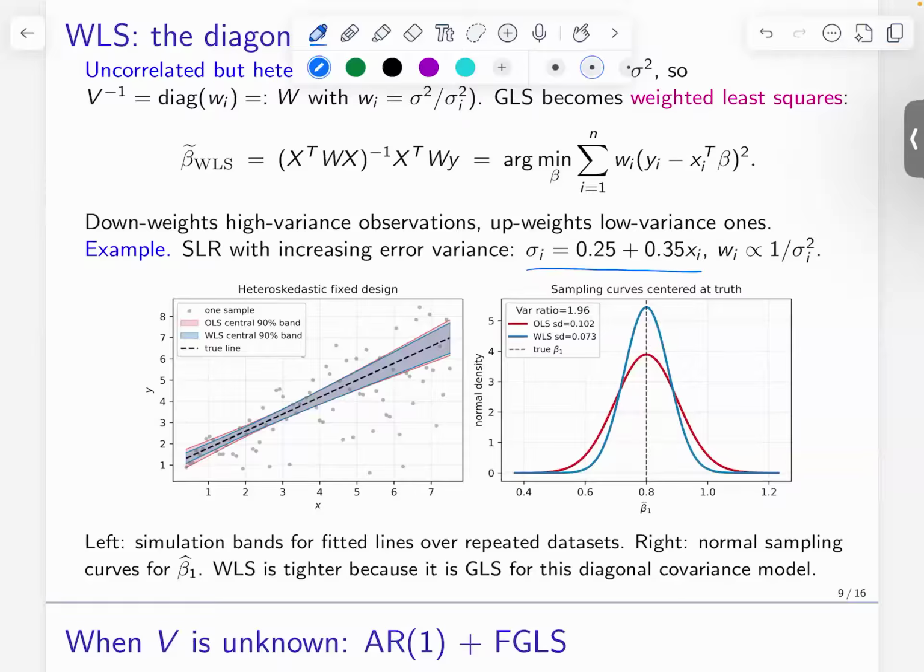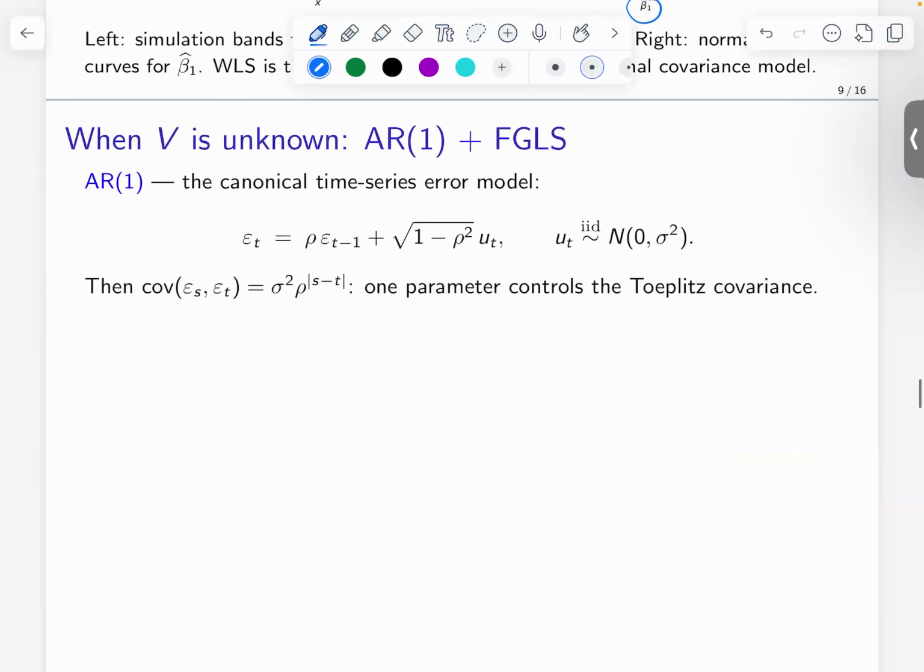If you do it, for example, here we have a simple linear regression with increasing error variances, so these sigma i's are functions of xi's. Then w i would be proportional to 1 over sigma i's. Here I'm showing the distribution of beta hat. For the OLS, the standard error is 0.1. For the WLS, the standard error is like 0.07. You can see the variance is smaller; it's a better estimator of beta. Both are centered at the same point, which is the true beta, so they're unbiased, but WLS is lower variance.